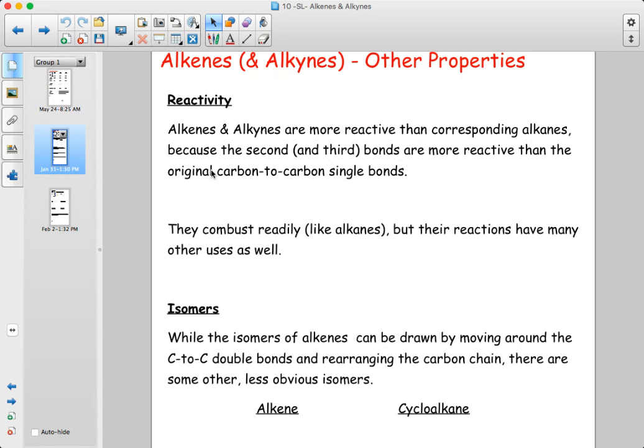A couple other small considerations for these groups. They are more reactive than alkanes, and that's because the additional bonds, those second and third bonds, are more reactive than the original carbon-to-carbon single bonds. For the HL class, you'd point out that the pi bonds are weaker than the sigma bonds, but for SL, it's just the idea that those extra bonds are a little bit weaker and therefore more reactive. These groups still combust readily, like the alkanes do, but they also have a lot of other reactions that we'll look at. And specifically for the alkenes, we're going to look at a variety of addition reactions that they will undergo.